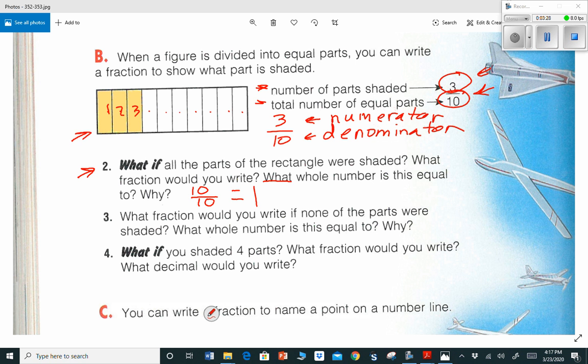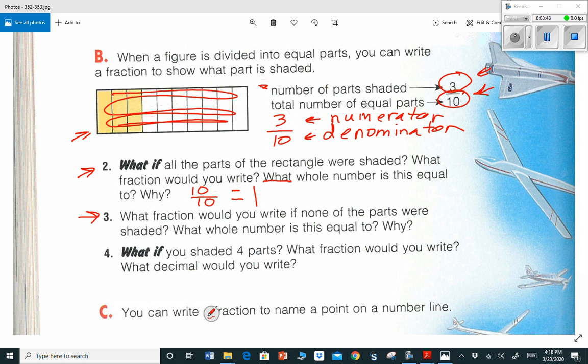Pretend this is a cake. If all 10 pieces were shaded, you got 10/10, but you also got one whole cake. So any number where the numerator and the denominator are the same is equal to 1.